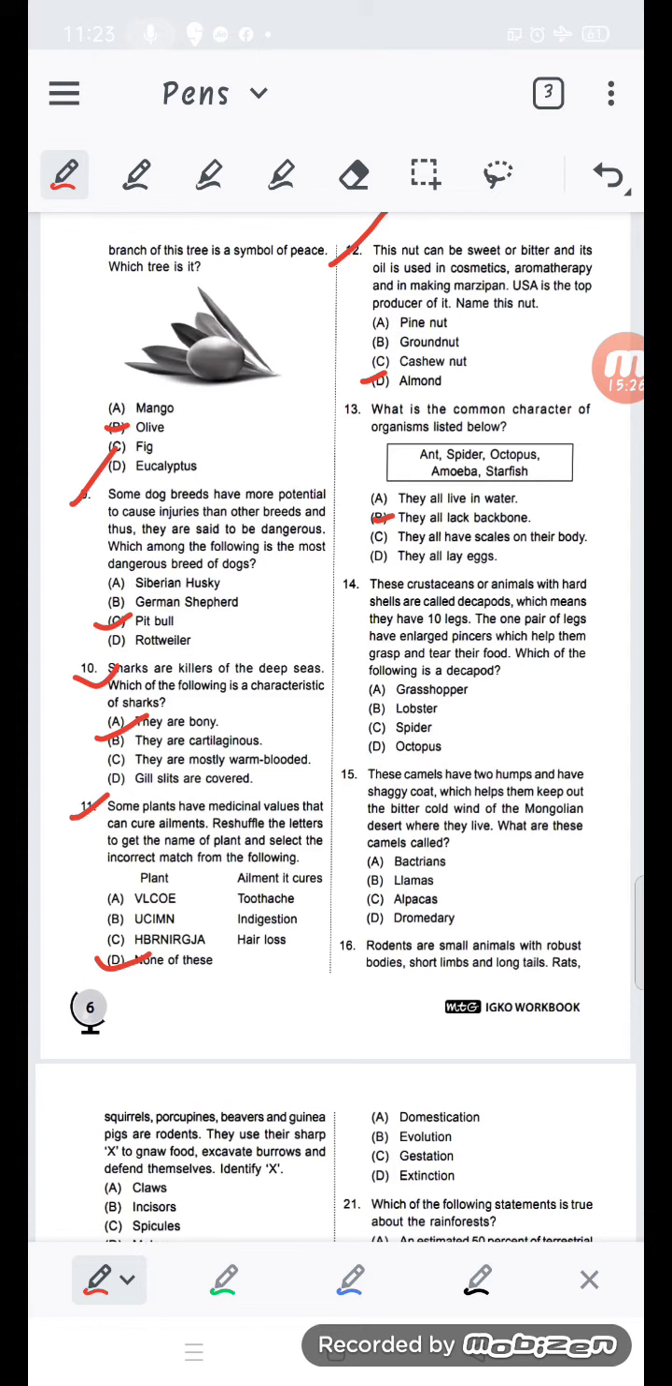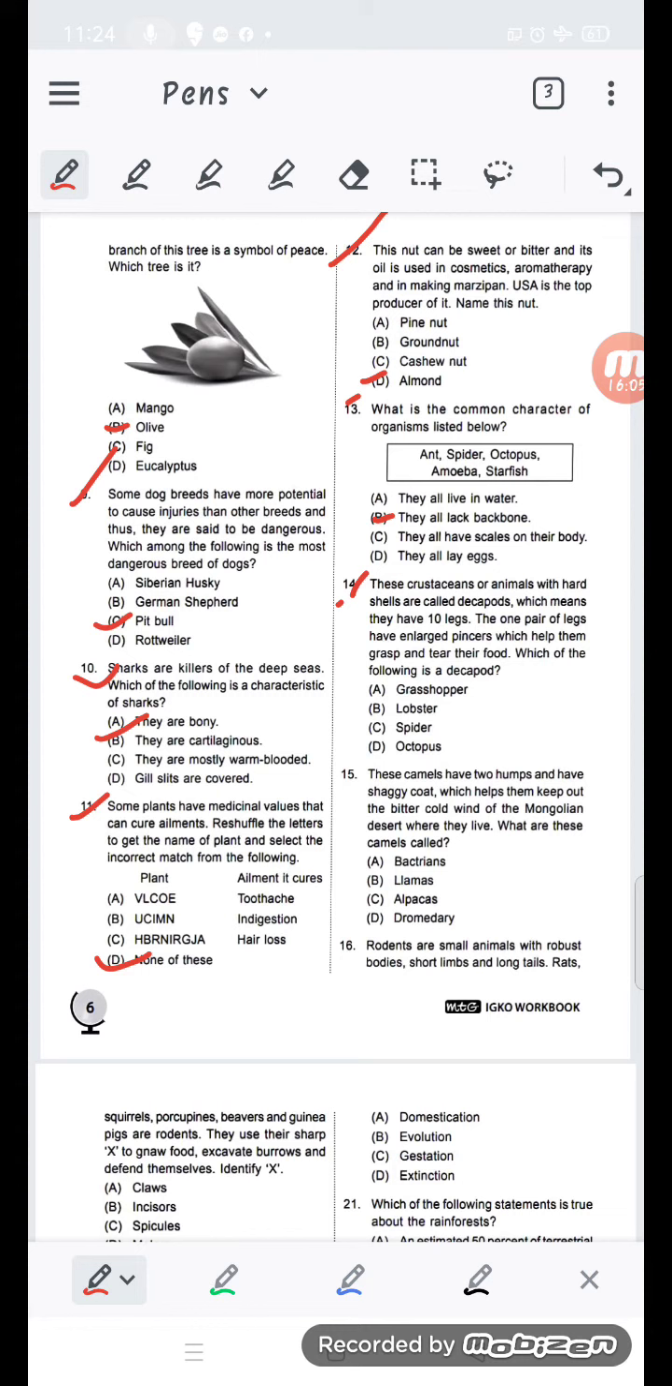Then coming to question number 14. These crustaceans, or animals with hard shells, are called decapods, which means they have 10 legs. One pair of legs have enlarged pincers which help them grasp and tear their food. Which of the following is a decapod?